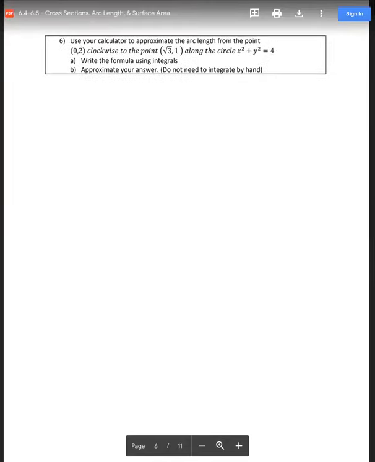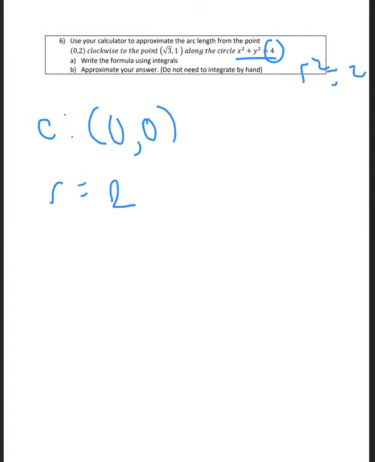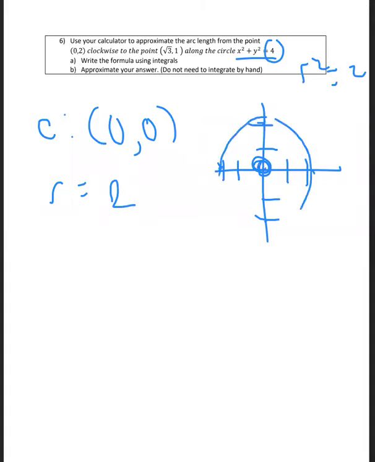So I just drew the circle itself. This equation has a center of (0, 0). The radius is 2, because this over here is r squared, which is 4. So when you graph that, your center's over here, and your circle itself is like this. And that's how it would look.